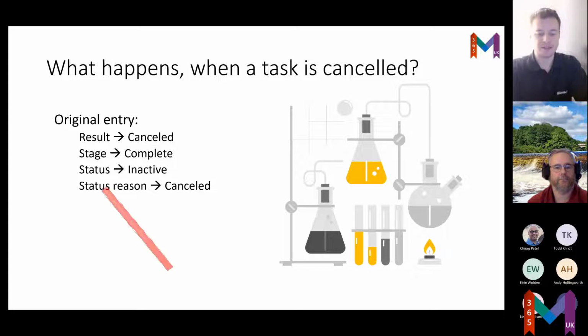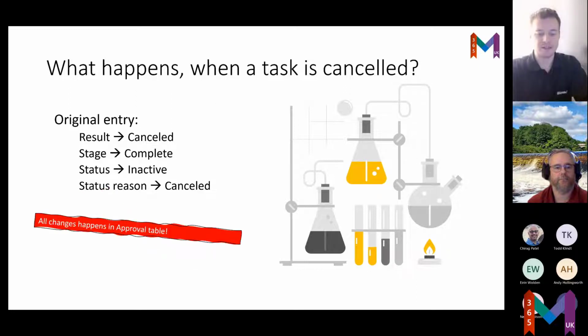Now, in the end, when the task is canceled, again, the only change being done is inside the approval table. Here, the result is set to canceled, and all those status reason related columns are also being set to some cancel related information, just to inform that this approval process has been canceled.